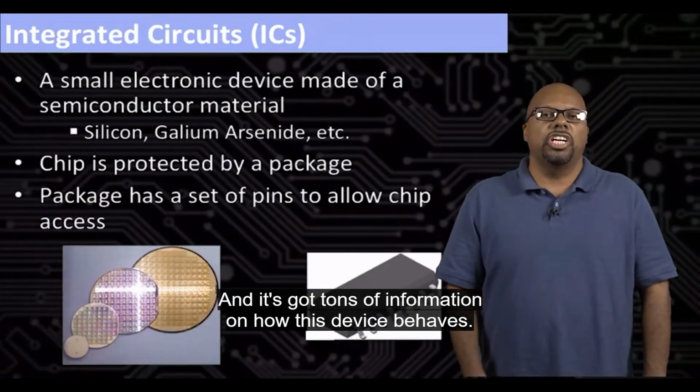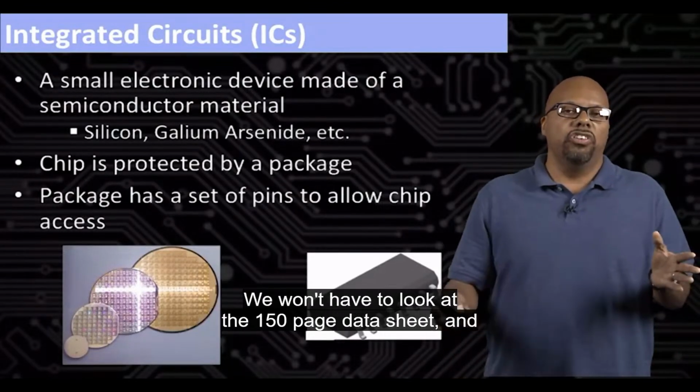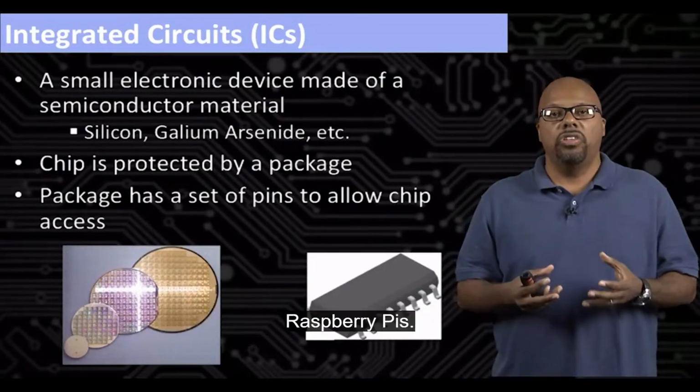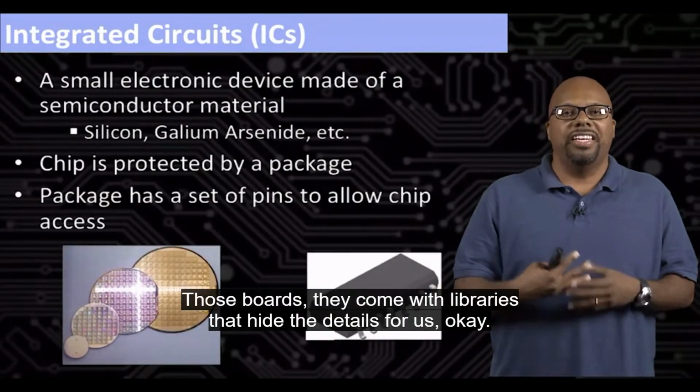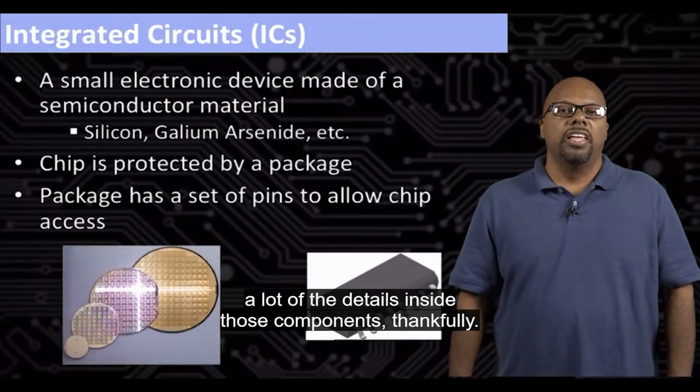And it's got tons of information on how this device behaves. Now, most of the time for this class, we won't have to go to that level of detail. We won't have to look at the 150-page data sheet and look at the details of what's going on. In fact, with the components that we're using, Arduinos and Raspberry Pis, those boards come with libraries that hide the details for us. So we will not have to be exploring a lot of the details inside those components, thankfully.